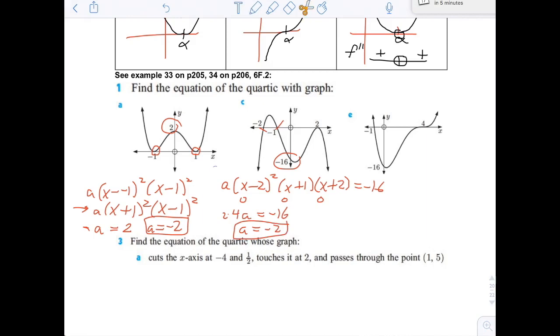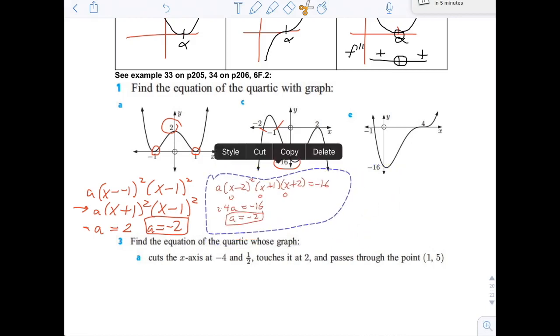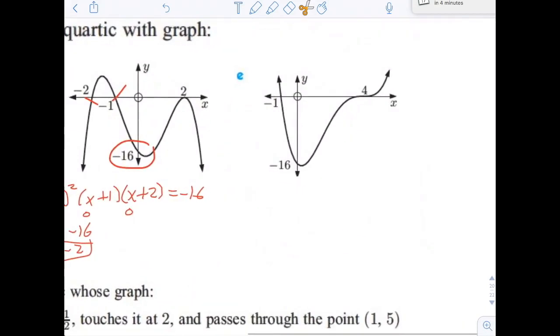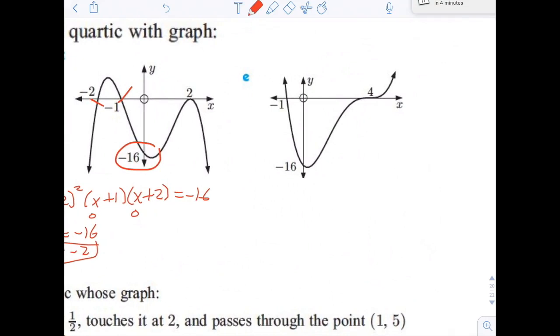I'm going to shrink this down so we have a little bit more space for our last quartic. In our last quartic, we have the quartic touching at 1 and 4. And we don't know where else, the other roots may be imaginary. Let's see how many double roots or triple roots we have here.